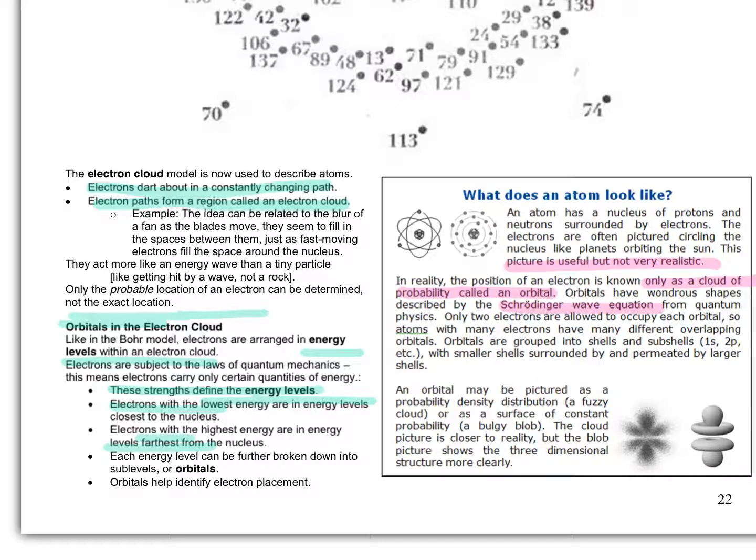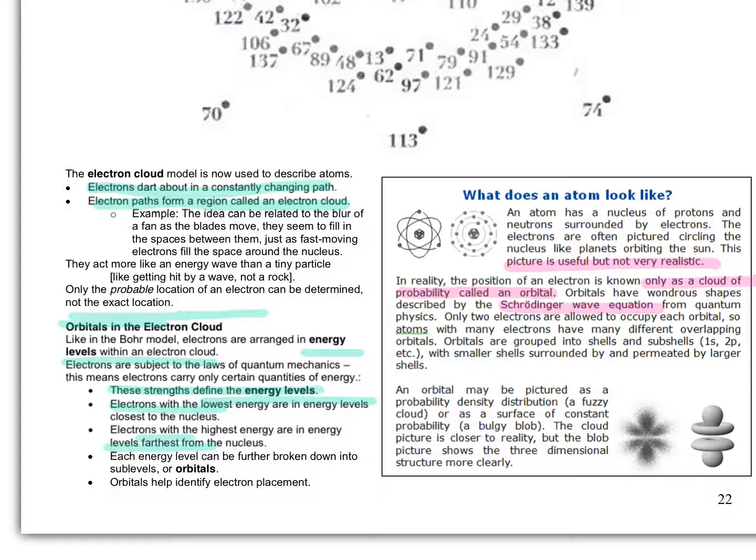Only 2 electrons are allowed to occupy each orbital, so atoms have many electrons with many different overlapping orbitals. Orbitals are grouped into shells and subshells, and the smaller shells are surrounded and permeated by the larger shells, and we have a way of mapping all of these electrons. That's going to be called the electron configuration.